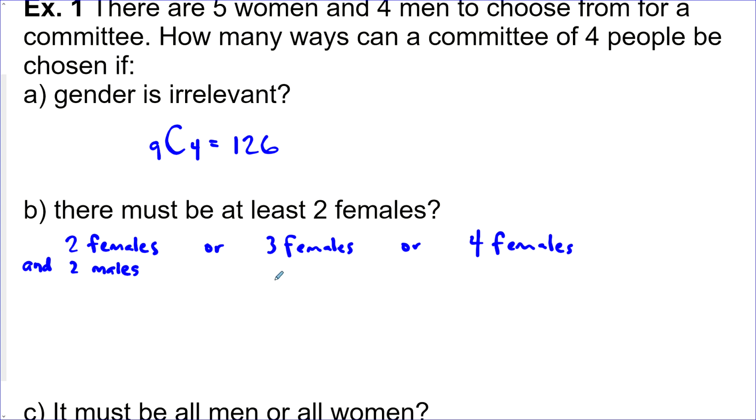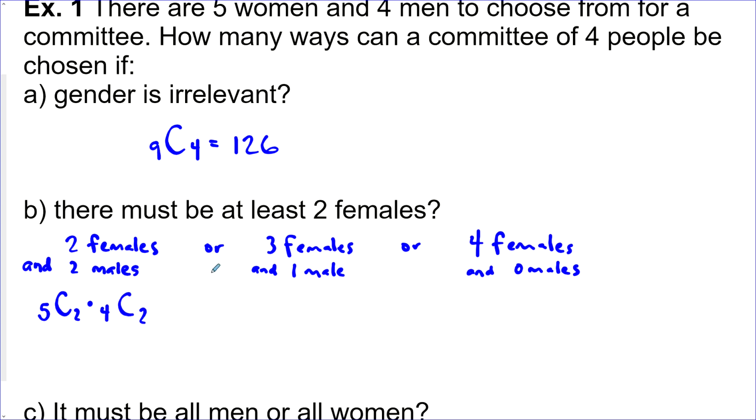If we have 3 females, we must have 1 male. And if we have 4 females, we'd have 0 males, and we can put that or not. It won't make a difference mathematically. So for 2 females, we've got 5 to choose from, and we want 2 of them. Now the word and is going to mean the fundamental counting principle. We have this many ways to select the females, and this many ways to select the males. So we got 4, choose 2.